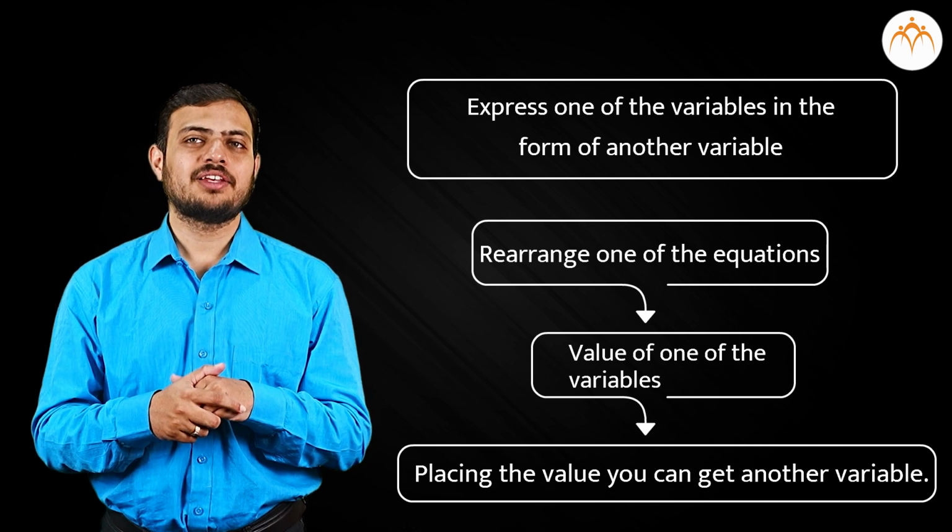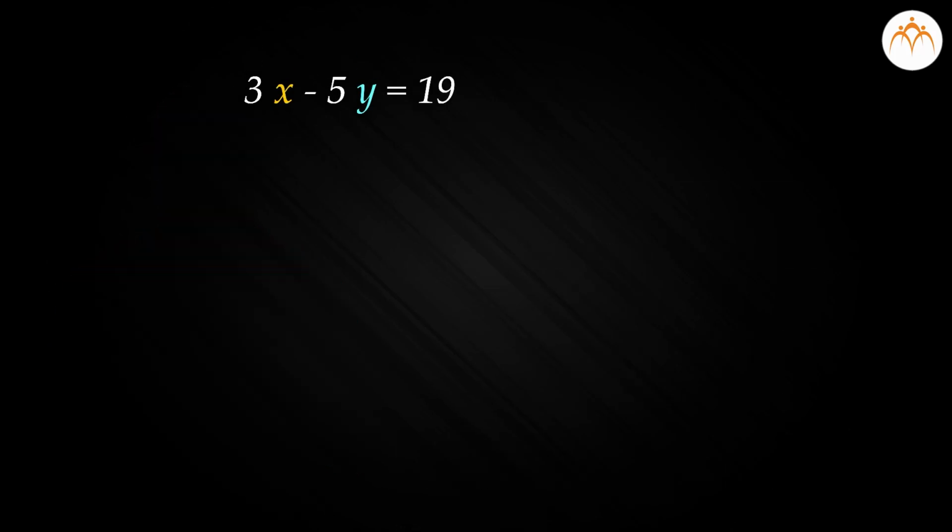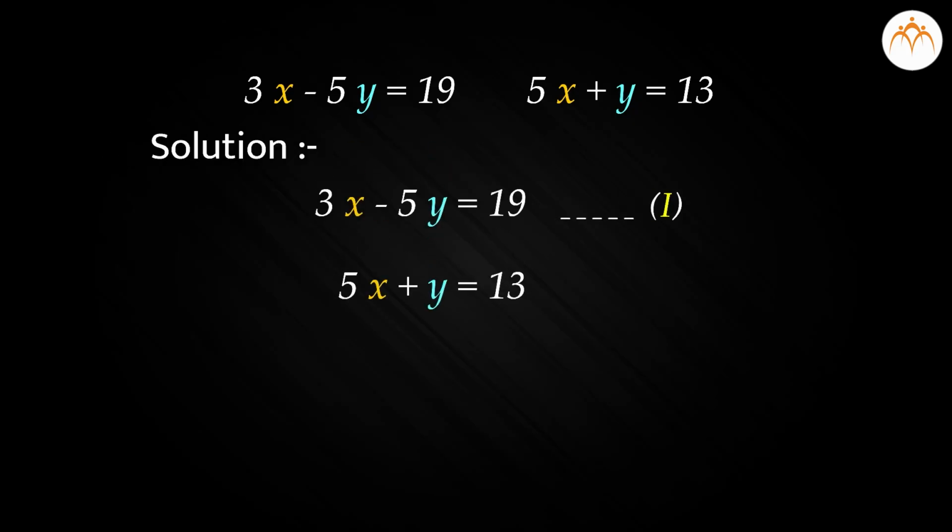Let's understand this with the help of an example. The given equations are 3x minus 5y is equal to 19, equation 1. 5x plus y is equal to 13, equation 2. Let's rearrange equation 5x plus y is equal to 13 to express variable y in the form of x. That is, 5x plus y is equal to 13. Therefore, y is equal to 13 minus 5x, equation 3.